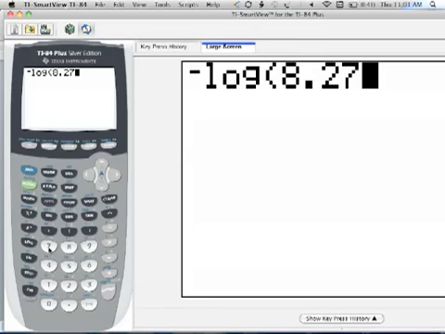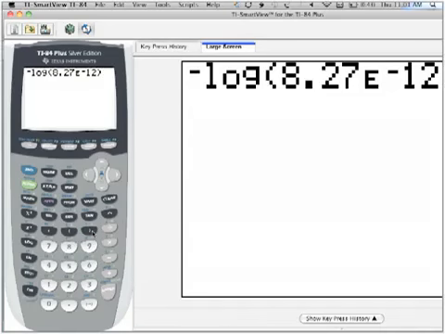8.27, right? Again, as I said, you don't put the times 10. We're going to put the EE, and then our negative 12. Again, when you're putting in this information, make sure that you do not use the subtraction button. So do not use this button. Do not use your minus button to put your negatives in. Actually look for the negative button on your calculator when you're putting that in. So you're going to hit that, right?